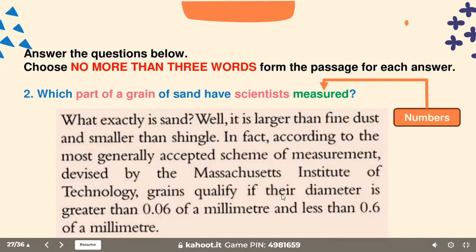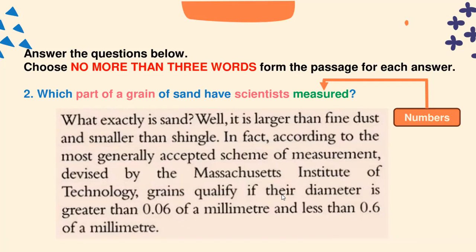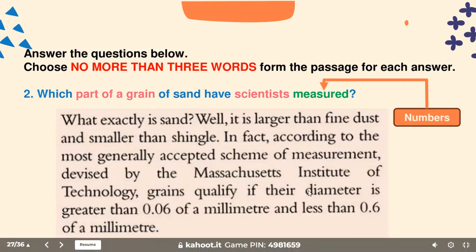When you say my son, the my shows that this is part of you. When you say my phone, it shows it's a part of you. What did he say? Grains qualify if their diameter. There, what does it refer to? They refers to the grain, meaning it is a part of them. The diameter is part of the grain.